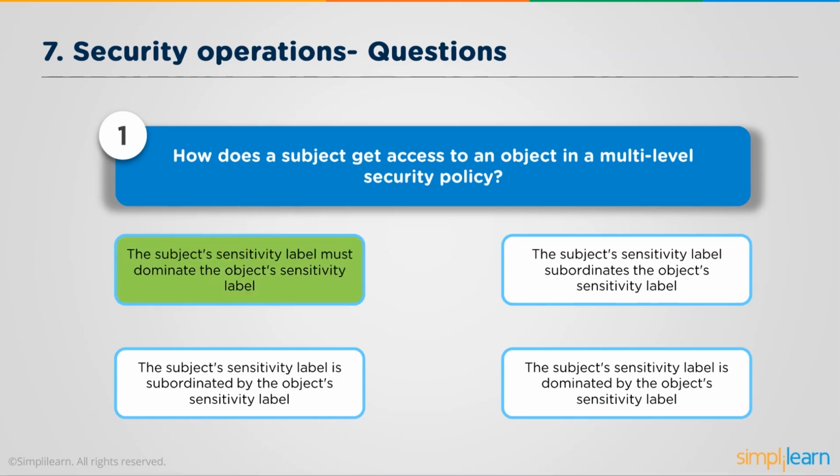Now here the correct answer is that the subject sensitivity label must dominate the object's sensitivity label. So the user should have a sensitivity label that allows them access to the object which has an equivalent sensitivity label. So understanding those models becomes very important, not only from an exam perspective, but when you're creating a policy, you basically are going to use these terminologies and you're going to create a policy around this.